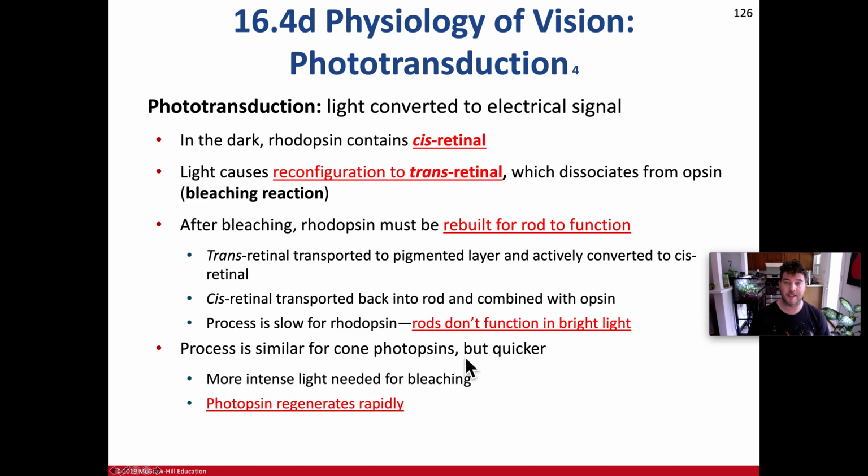In cones, the process is similar for photopsins, but it's much quicker. It happens a lot faster. That rebuilding function happens faster, and so your photopsin regenerates much more rapidly and allows the cones to function in bright light.